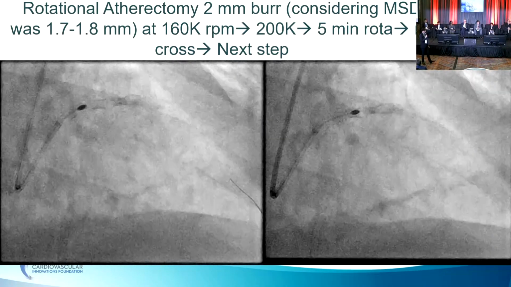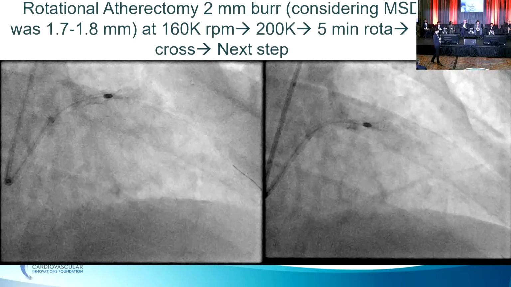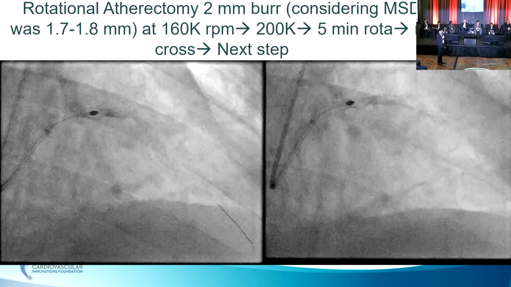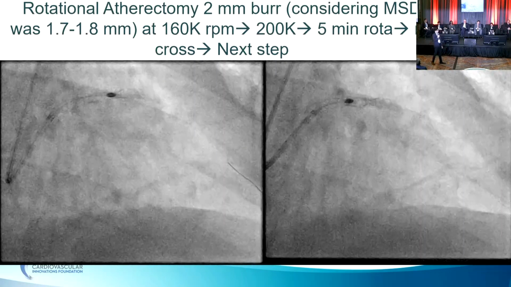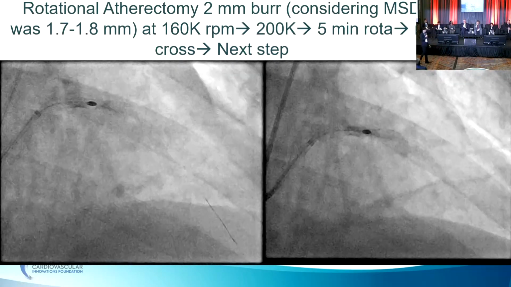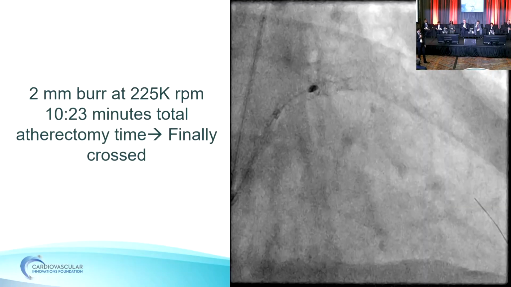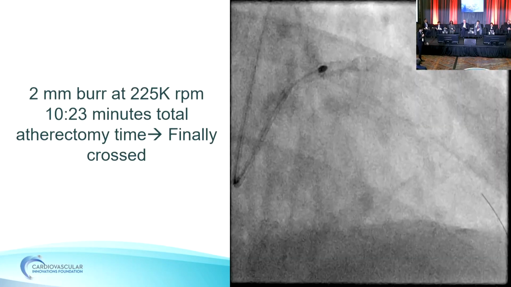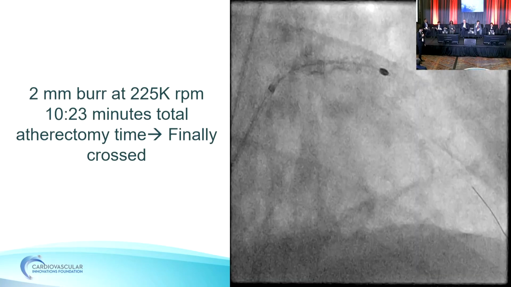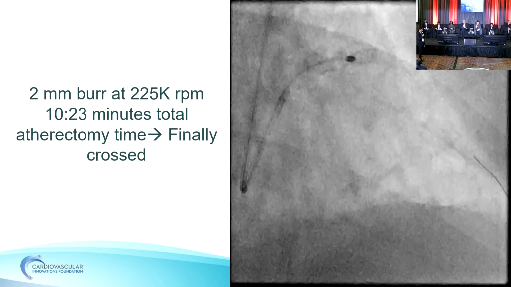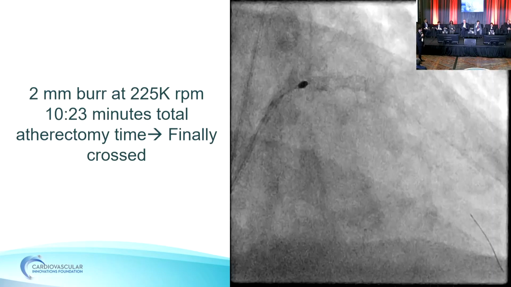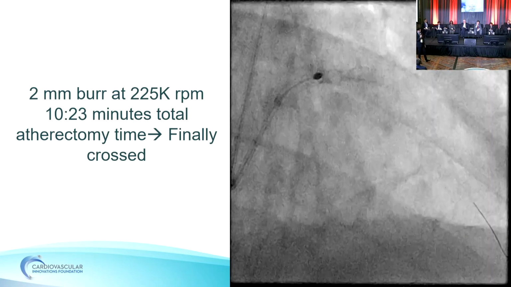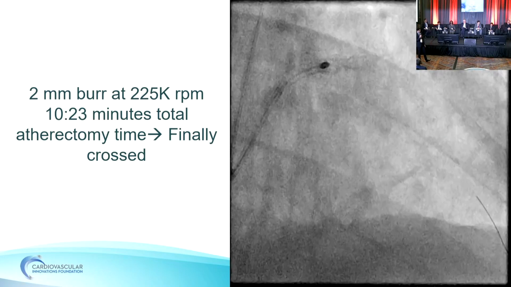1.7. Yeah, that's a great point. And we were thinking about that too, 175. But we decided to go up on the size to 2 millimeter, use the same burr, it's already there. We cranked up the speed a little higher, 225, and burred for a long time. We did atherectomy for a total of about 10 minutes and 53 seconds. And the burr finally crossed.